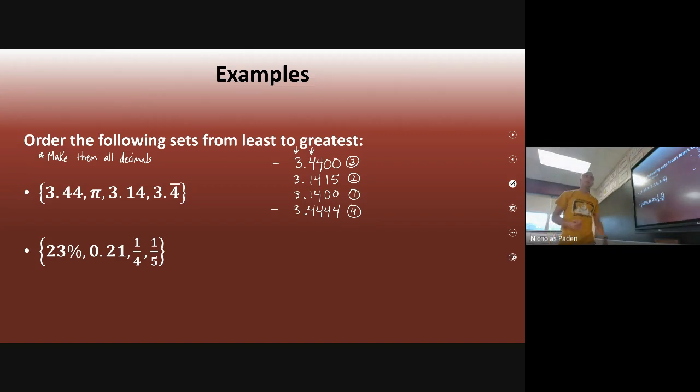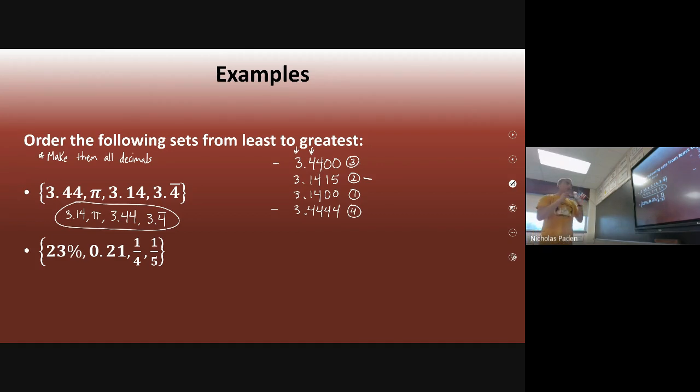So the last thing I'll do is rewrite these in order from least to greatest, but write them as they are in this set. So the smallest number we said was 3.14. Next smallest was 3.1415. Remember, that was pi. So write pi next. And then I have 3.440, which was just 3.44. And then we said the greatest number was 3.4 repeating. So that is our set from least to greatest.